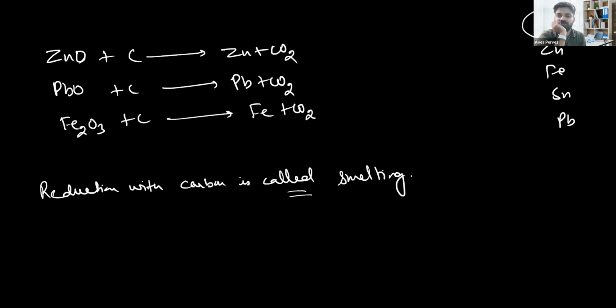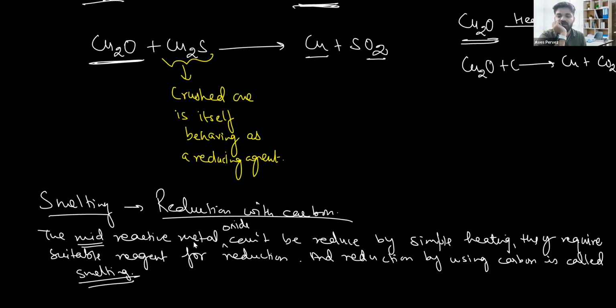So note this statement also. The mid-reactive metals' oxides can't be reduced by simple heating. They require suitable reducing agents for reduction, and reduction with carbon is called smelting. Note it down.